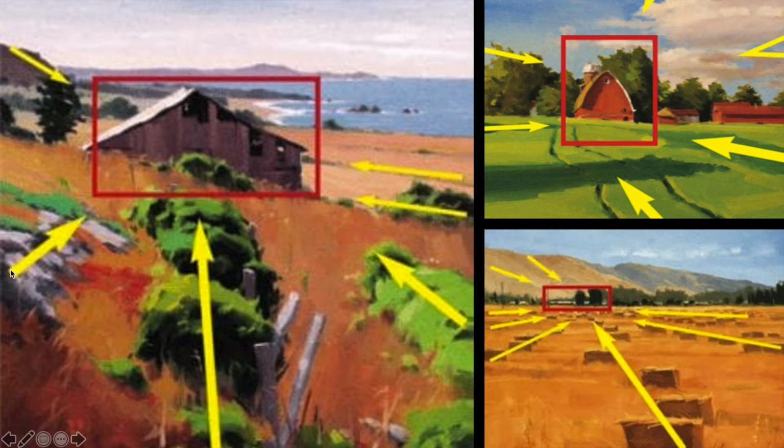Same thing here. Rocks leading in that direction, cliff leading in that direction, bushes, grass, bushes, lines radiating toward or away from a focal point.